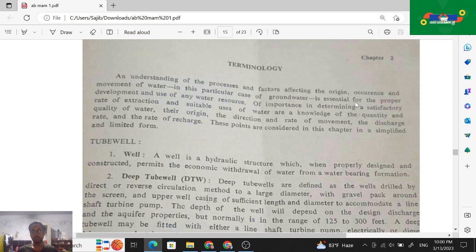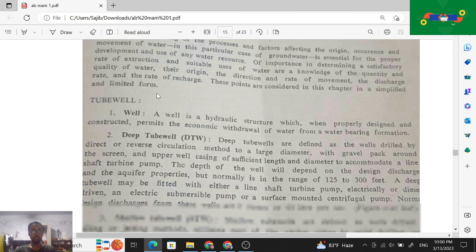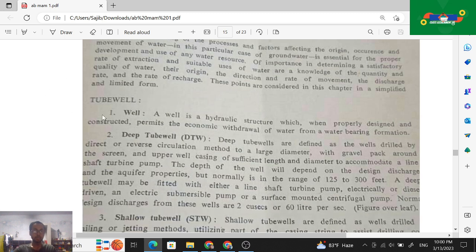of importance in determining a satisfactory rate of extraction and suitable use of water are a knowledge of quantity and quality of water and their origin, and the directions and the rate of movement and the rate of discharge, and these points are considered in this chapter in a simplified and limited form. So first of all, tube well.